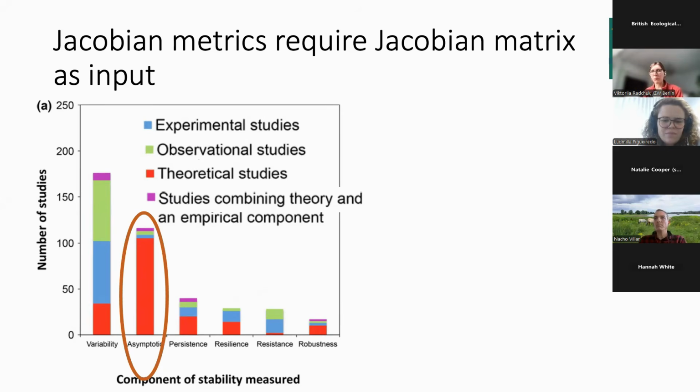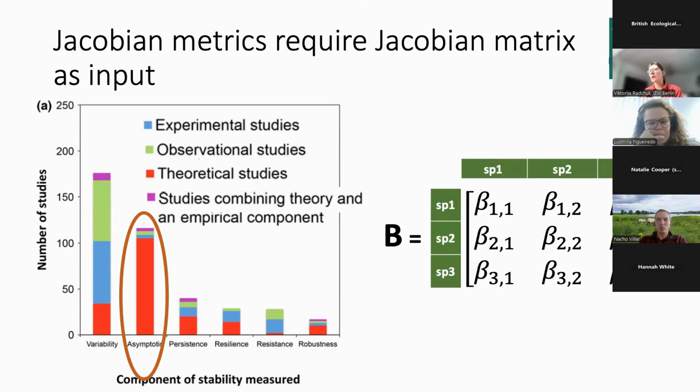So we hope, we had difficulties choosing the name actually, but we hope that's the name that is suitable for this group, because basically all these metrics require Jacobian matrix as an input. And Jacobian matrix is also known as interaction matrix.